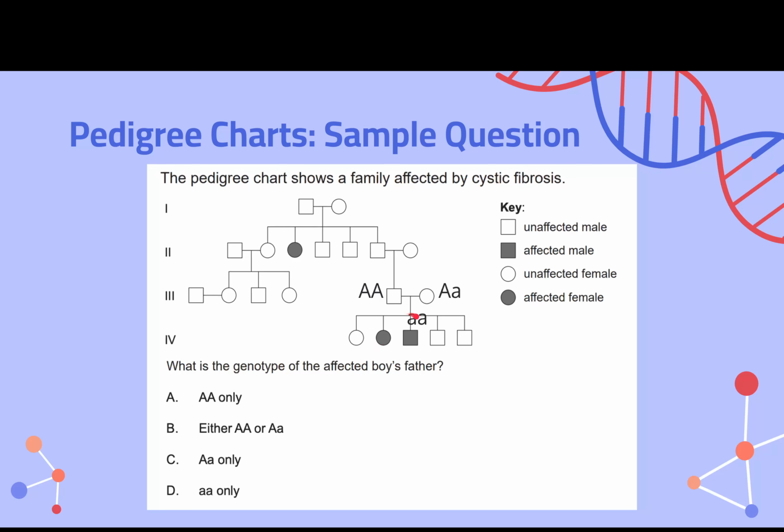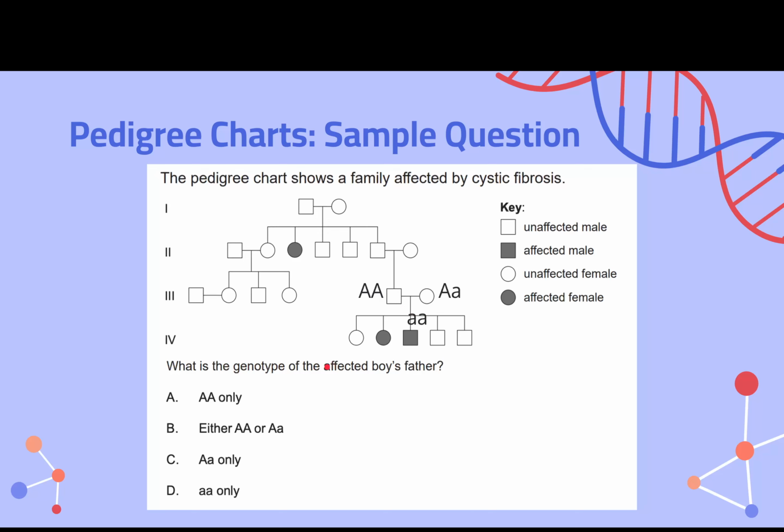Sometimes you might also need to look at the other siblings because they can be carriers or they could be affected, but the boy could not. The question could be about one of the unaffected kids, but then they're talking about the affected people.